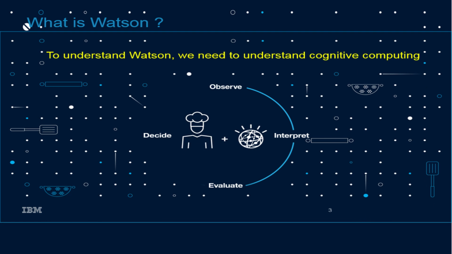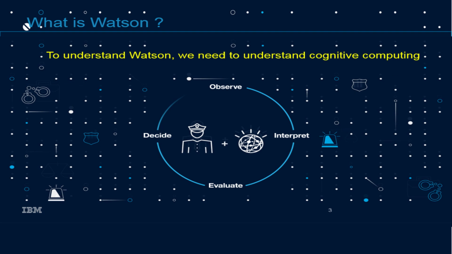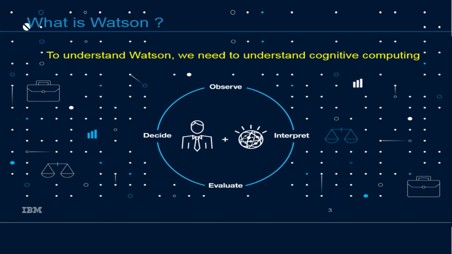To understand Watson, we need to understand how experts behave. They observe, interpret, and evaluate the information given to them, and then make a decision. Watson can enable each one of us to become an expert by exercising the same cognitive behavior on large chunks of data at a super fast speed, feeding the results back to us.